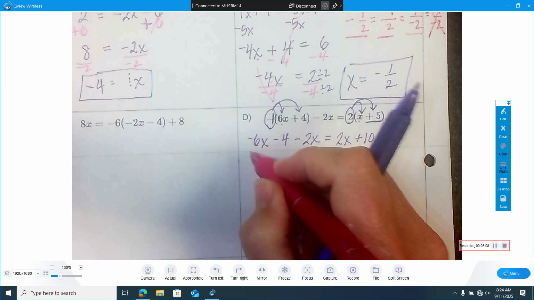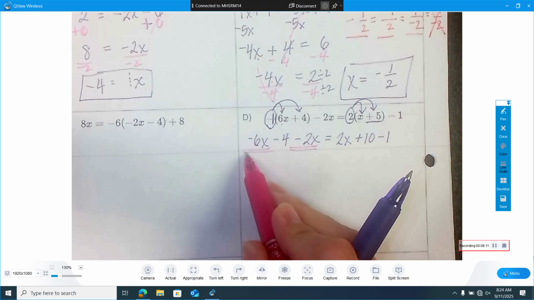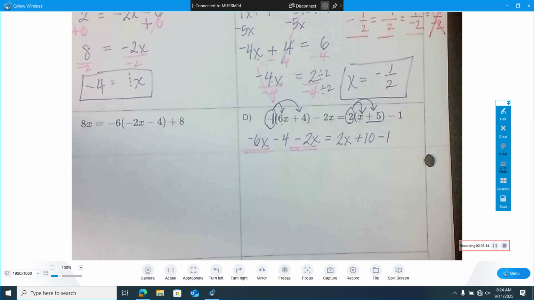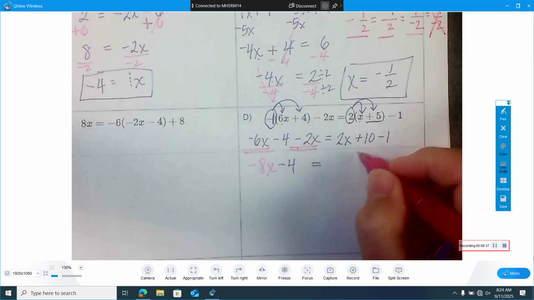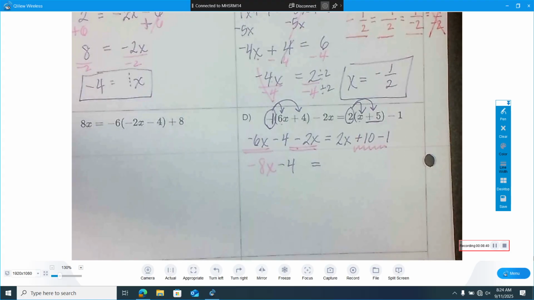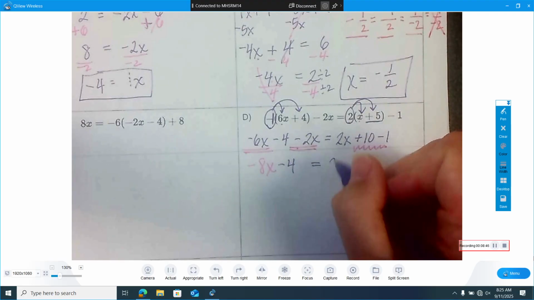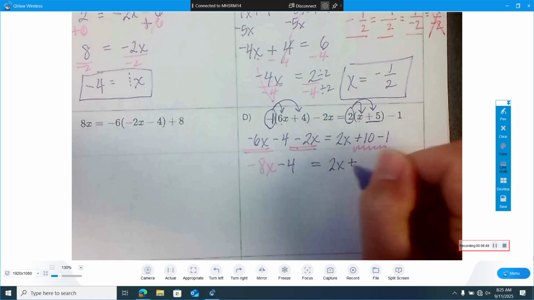Combining like terms, I got a little bit of cleanup to do here. I have a negative 6x and a negative 2x, which gives me, ooh, it's a whole lot of negatives, right? So we're at negative 6, and we're moving 2 more to the left. We get to negative 8. There's a whole lot of negatives there. Negative 8x's. Minus 4 is equal to... Yep. Adding and subtracting, not multiplying and dividing. 2x plus 9? Yeah. All right, 2x, 10 and a negative 1 is a positive 9.